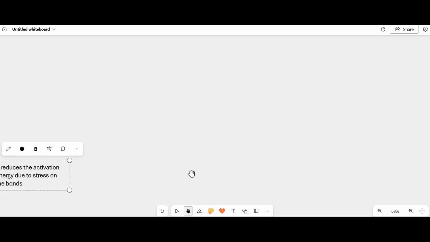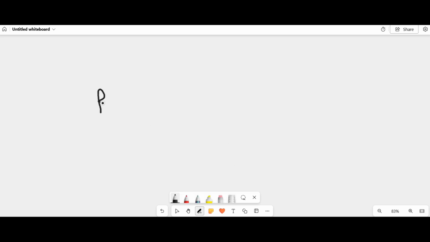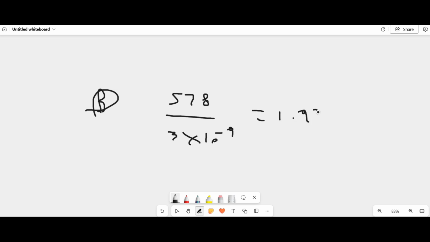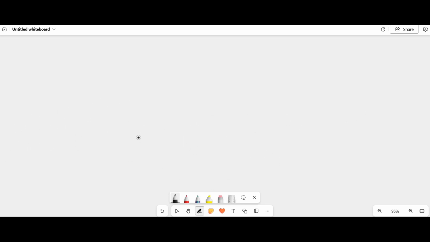Question B. Calculate by how many times the rate of reaction is greater with the enzyme present. With the enzyme present, 578 will release per second. Without the enzyme, 3 times 10 to the power minus 9 will release. You just need to divide the bigger number by the smaller number to find out how many times bigger it was. So 578 over 3 times 10 to the power minus 9. That's going to get you 1.93 times 10 to the power of 11.